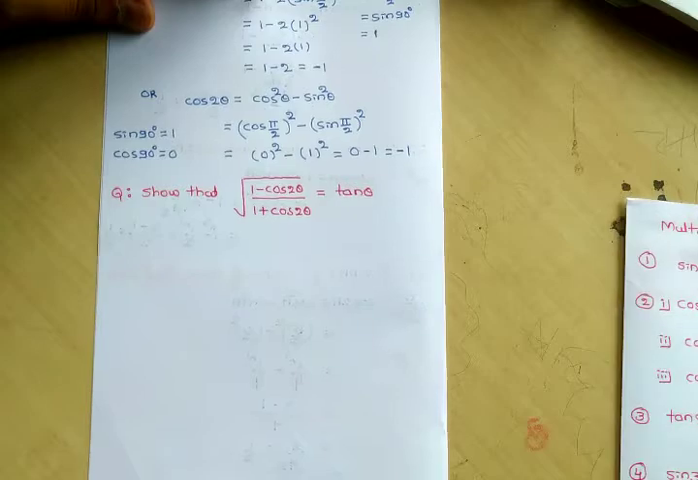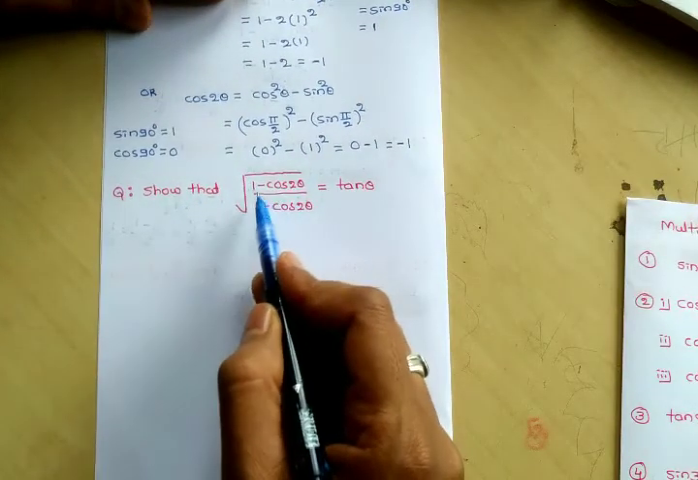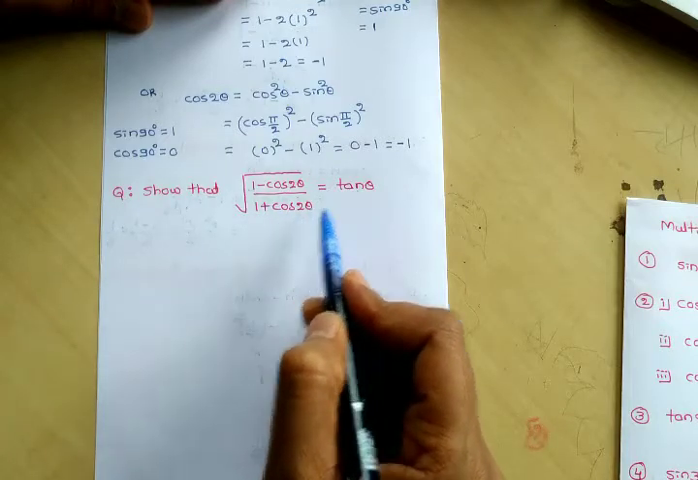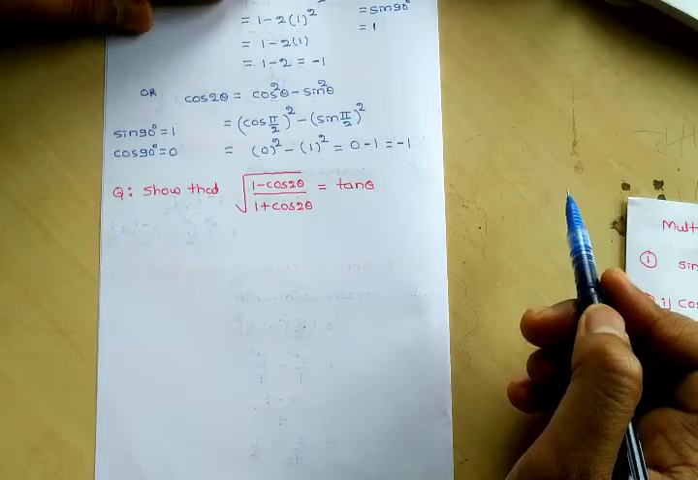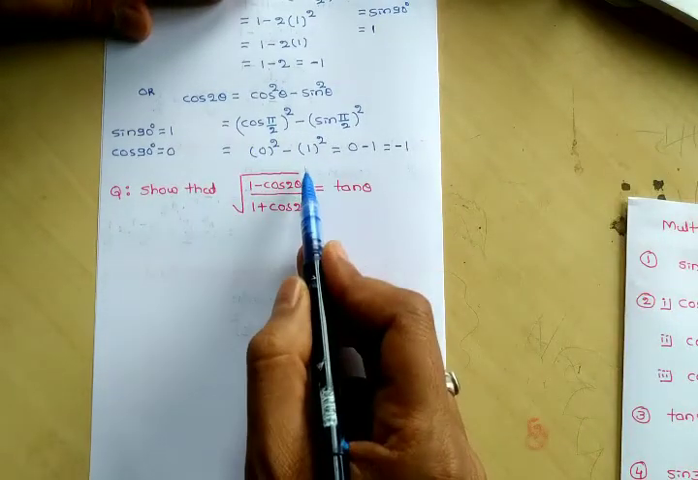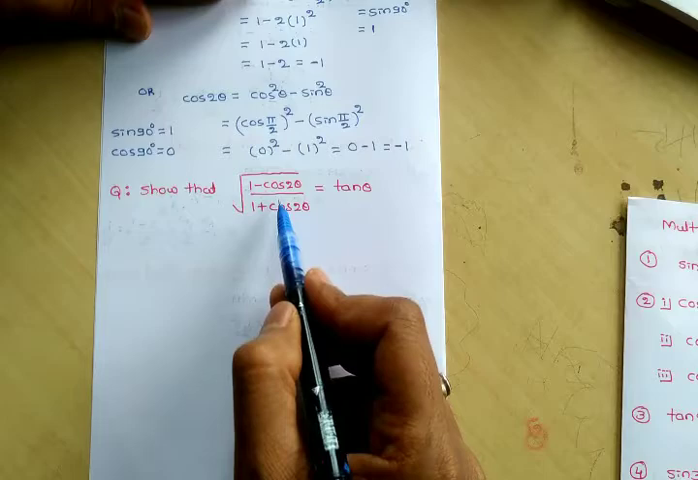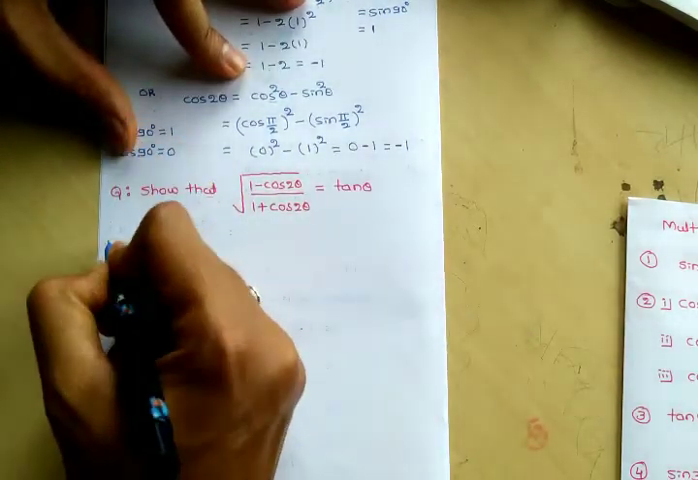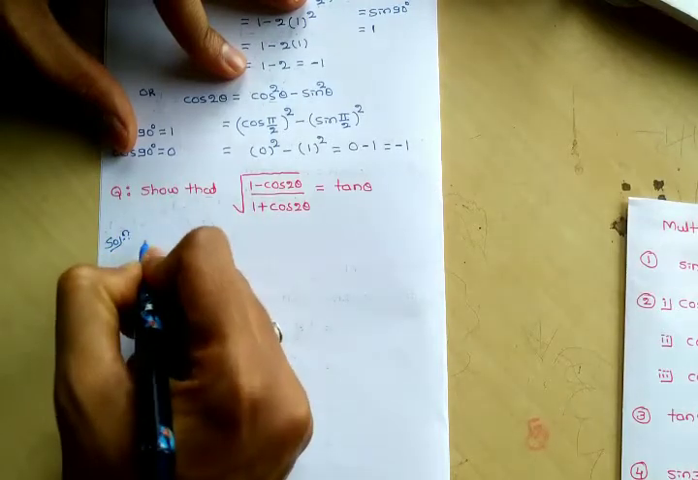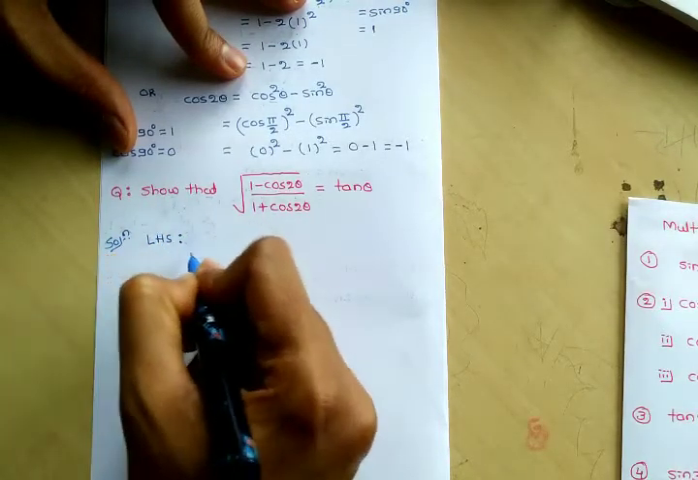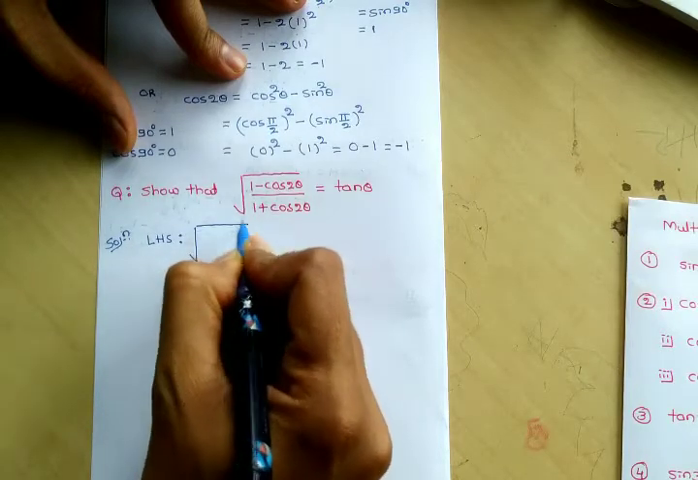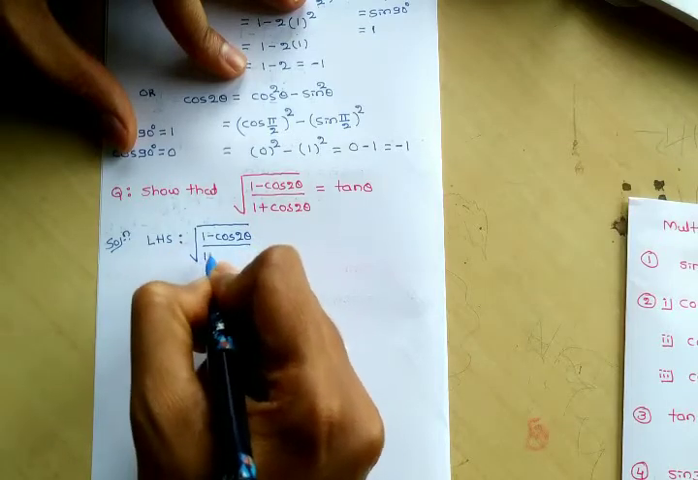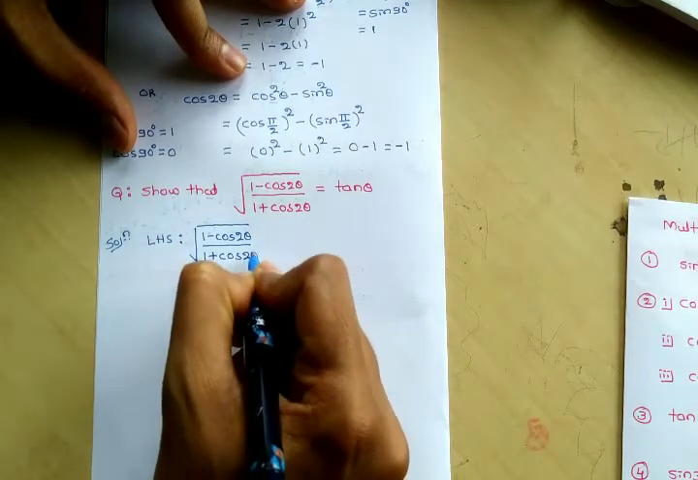So next question. Show that square root of 1 minus cos 2 theta divided by 1 plus cos 2 theta value is how much here? Tan theta. So here I am going to take the left hand side value. After taking the left hand side value, I am going to show which is equal to what here? Right hand side. So first I am going to consider the left hand side, LHS. So what is LHS here? Square root of 1 minus cos 2 theta divided by 1 plus cos 2 theta.